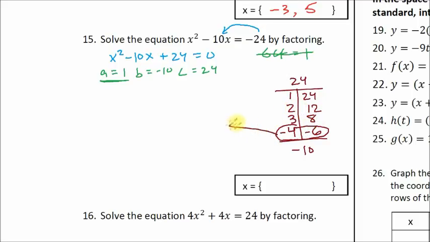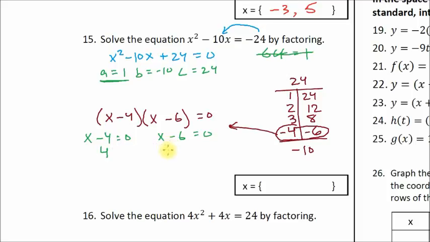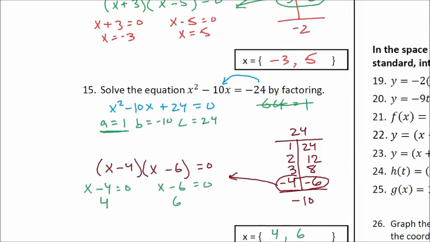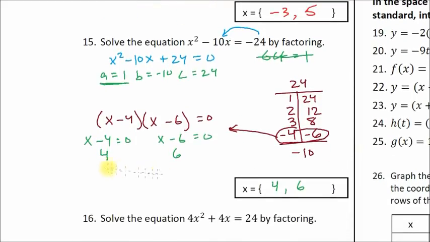Well, because a is 1, we can actually write our factored form. Love to use the shortcut. X minus 4 times x minus 6 equals 0. To find our x values, we got to figure out what changes the first binomial to 0, what changes the second binomial to 0. This is going to be 4, and this is going to be 6. So our solutions are 4 and 6. Those are the two numbers that make this equation true. I guess I could just write this x equals and x equals.